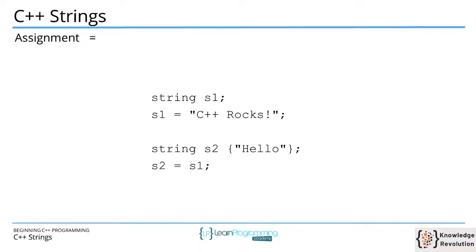In the second example, I've declared S2 and initialized it to hello. Then I assign S1 to S2. In this case, S2 will no longer contain hello. It will contain a copy of S1, C++ rocks.